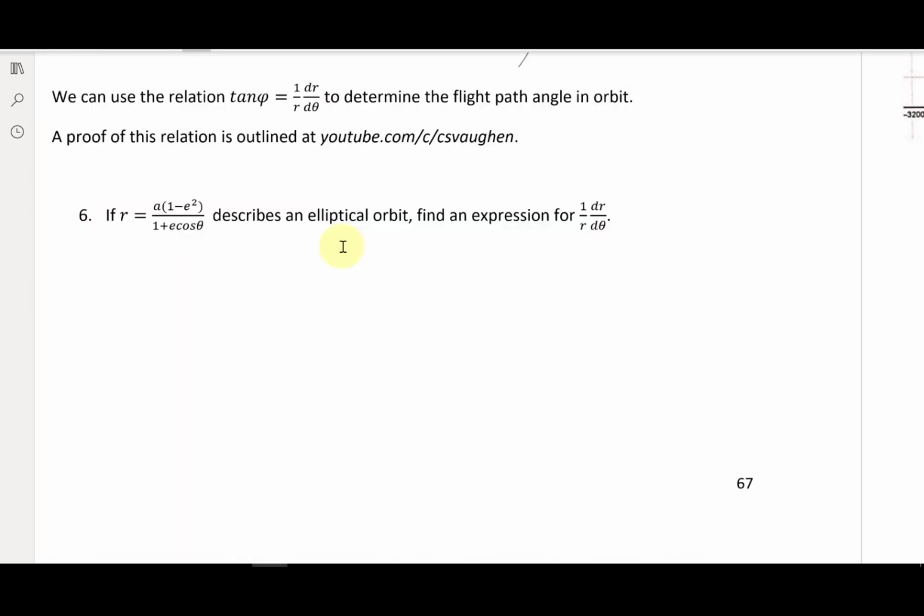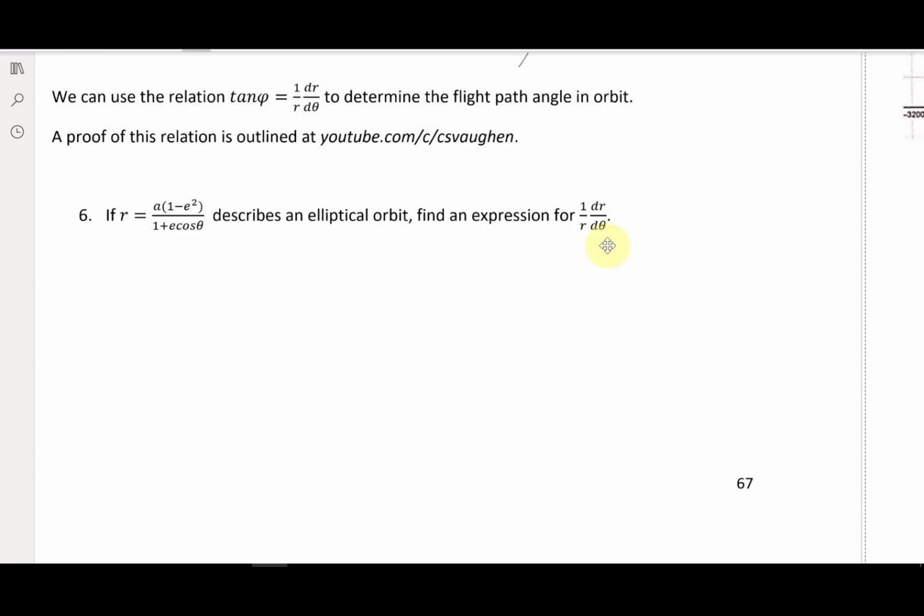Number 6 says r equals a times 1 minus e squared over 1 plus e cos theta. That's the polar form of an ellipse, and in this case describes an elliptical orbit. Let's find this 1 over r dr d theta expression.